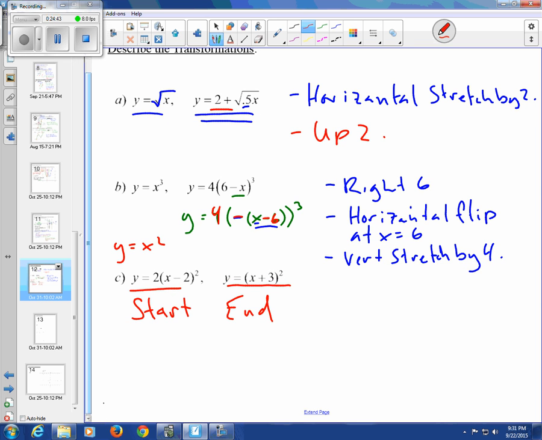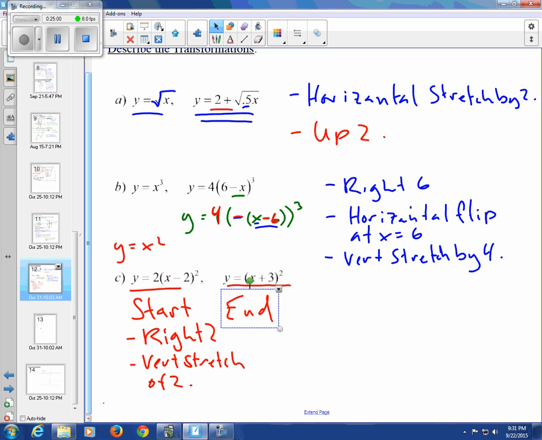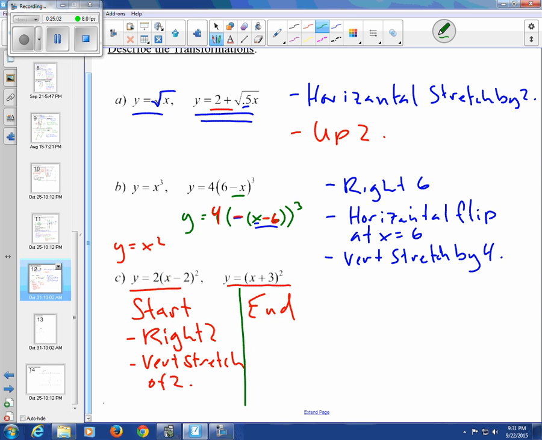So right here, first what we can say is we start by moving it right 2 and having a vertical stretch of 2, right? From there, we're seeing a shift that is going to be left 3, and basically a normal graph. So basically the same shape as just the x squared.